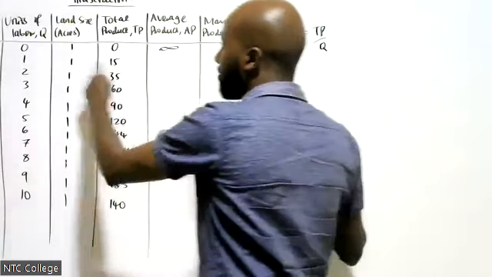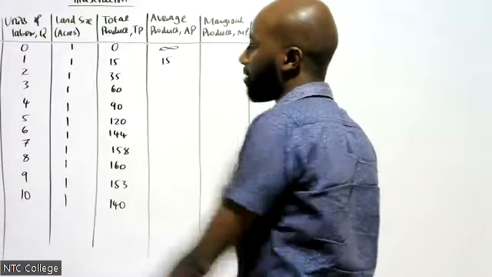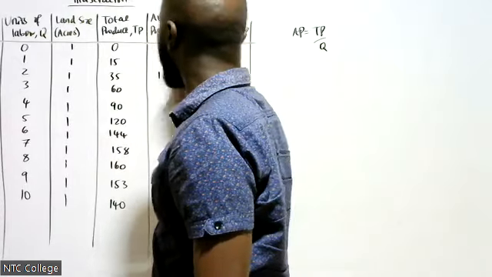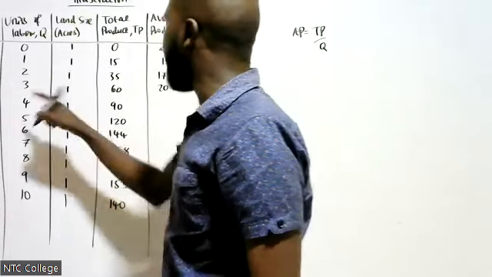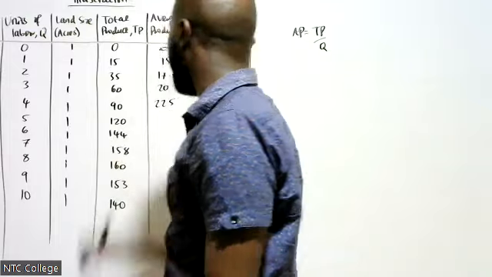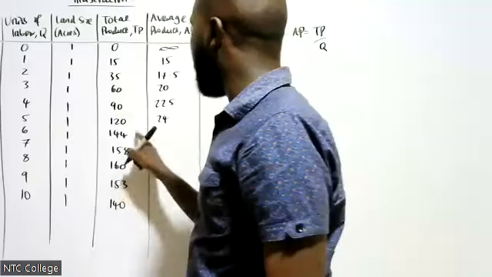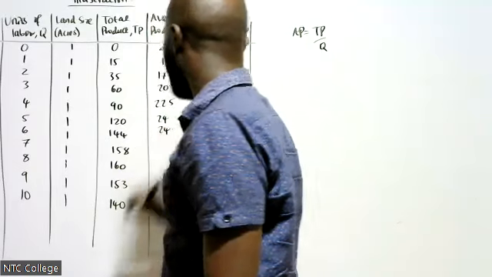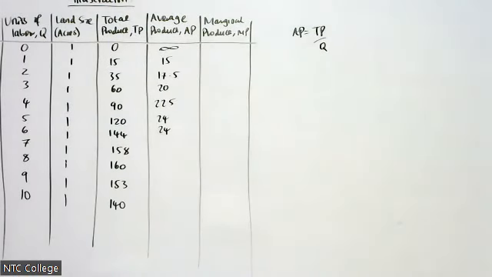But if you do this divided by this, 15 divided by 1, of course you get 15 as average product when you have 1 unit of labor. 35 divided by 2, 17.5. 60 divided by 3, 20. 90 divided by 4, that's 22.5. 120 over 5, that's 24. 144 divided by 6, I mean 24 again, that's 24 as well. 158 over 7, I'm seeing 22.57.